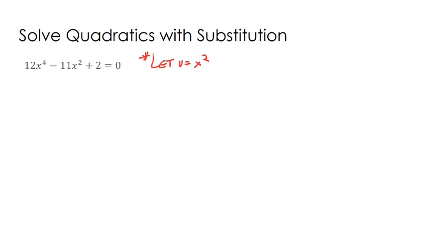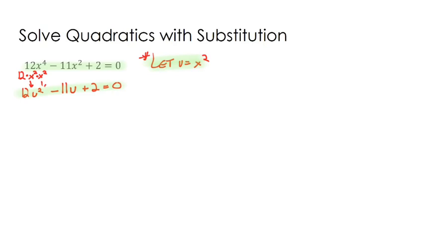And then I can rewrite that negative 11x squared as negative 11u. I can bring down my plus 2. And then here, 12x to the fourth could be written as 12x squared times x squared, or in other words, 12 times u times u, which we'll rewrite as u squared. And what I've done by introducing our u variable and letting it equal x squared is we've rewritten our quartic equation as a quadratic right here.